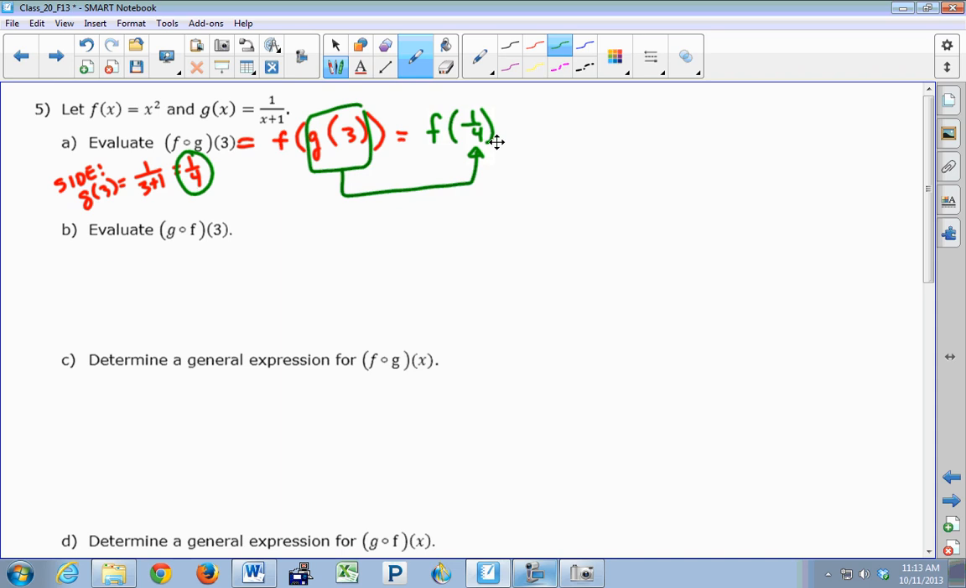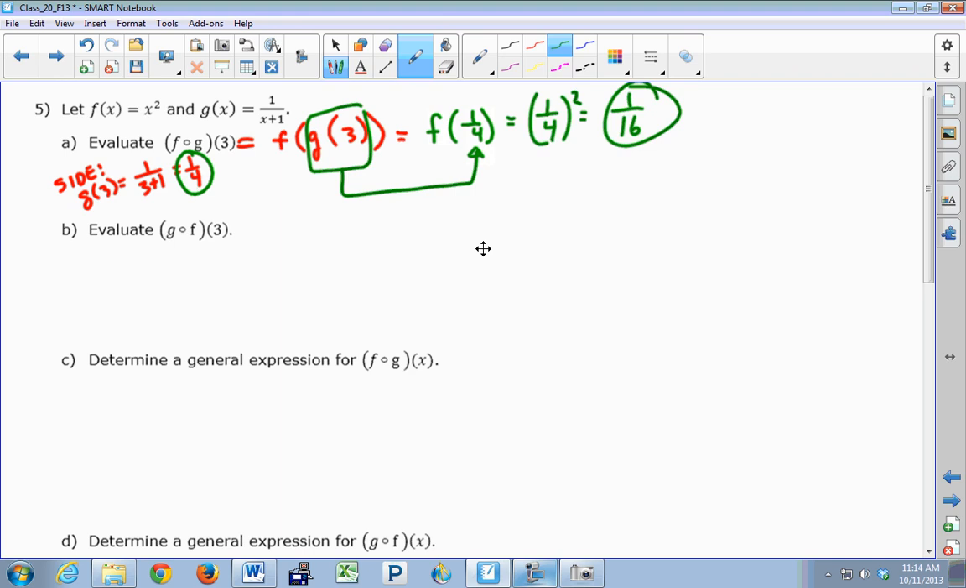Now, to finish this off, I have one more step. I have to say, okay, now I'm going to put 1/4 into my f function. So what does f of x tell me to do? Take any input and square it. My input now is 1/4. So I square 1/4 and I get 1/16. And that's my answer. Okay?